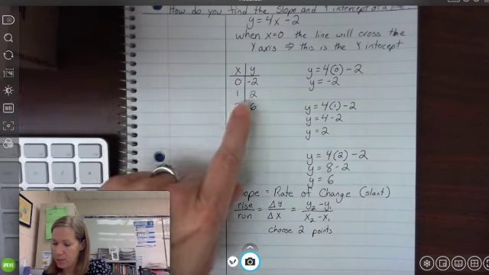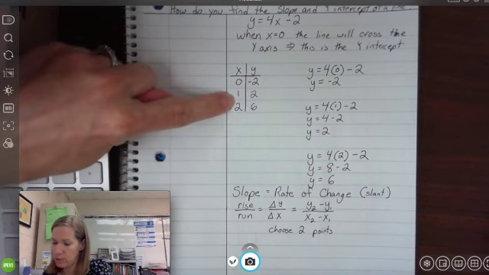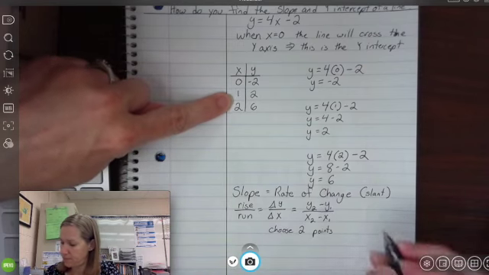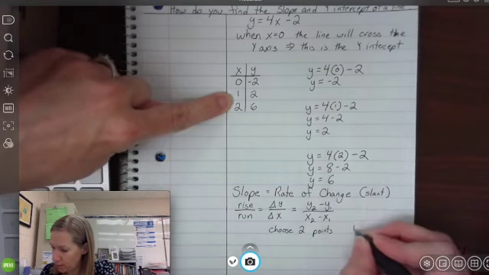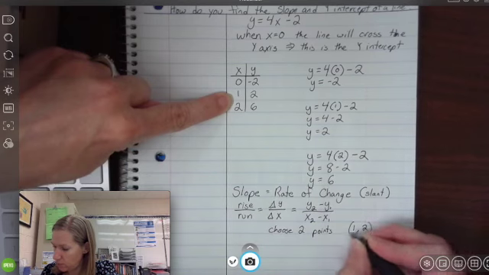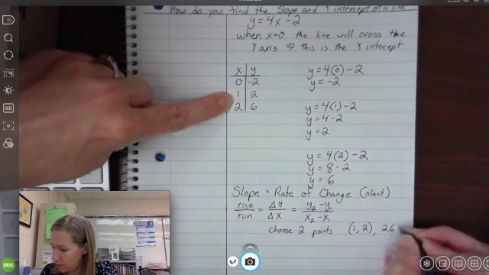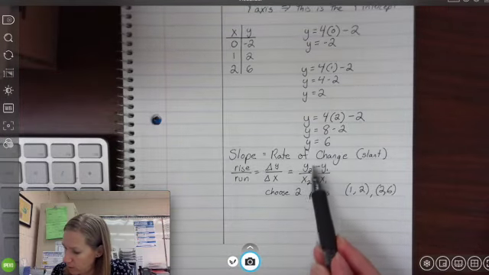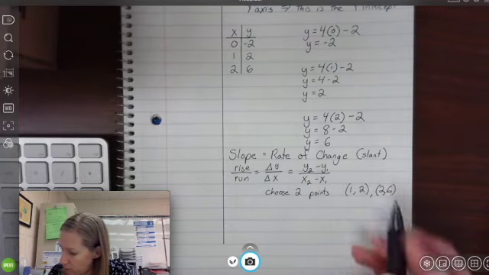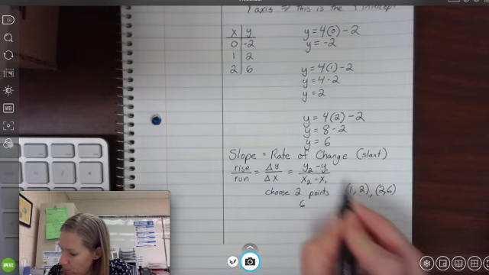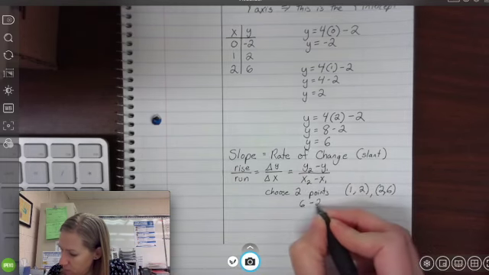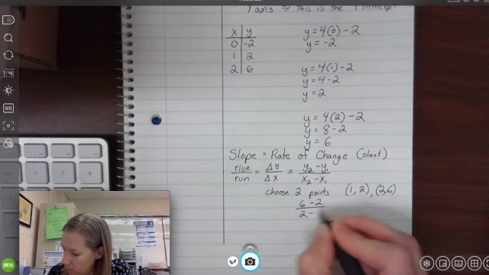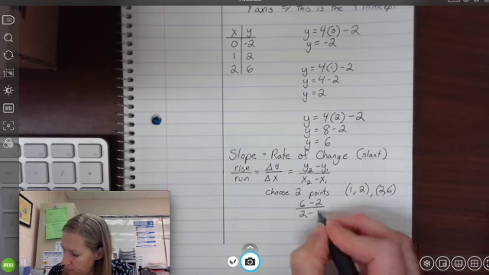I'm going to go ahead and just choose, let's choose these ones, because there's no negatives, and lots of students don't like to work with negatives. So if I choose the 2 points, 1, 2, and 2, 6. And now I'll just put them into this equation. So my y2 would be 6, my y1 is going to be 2, my x2, and my x1.